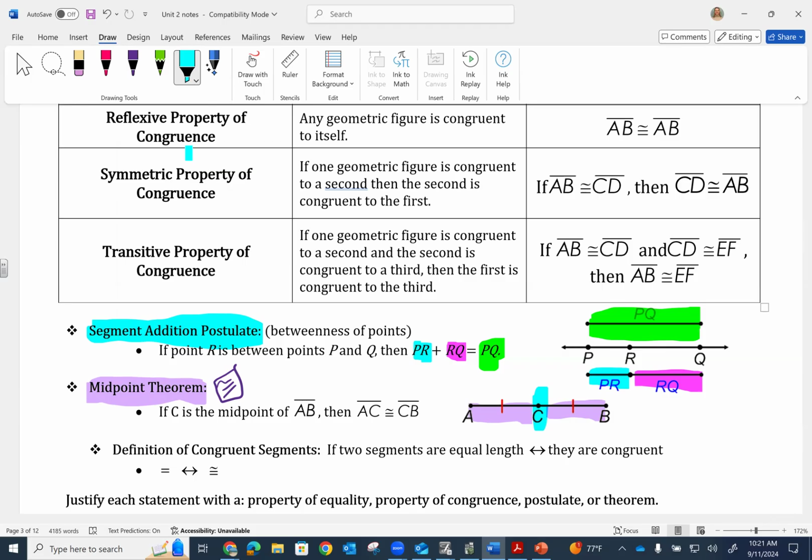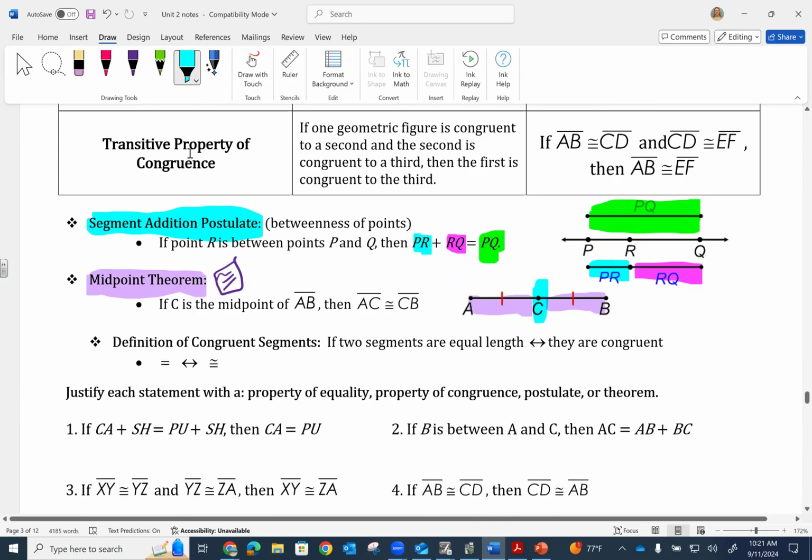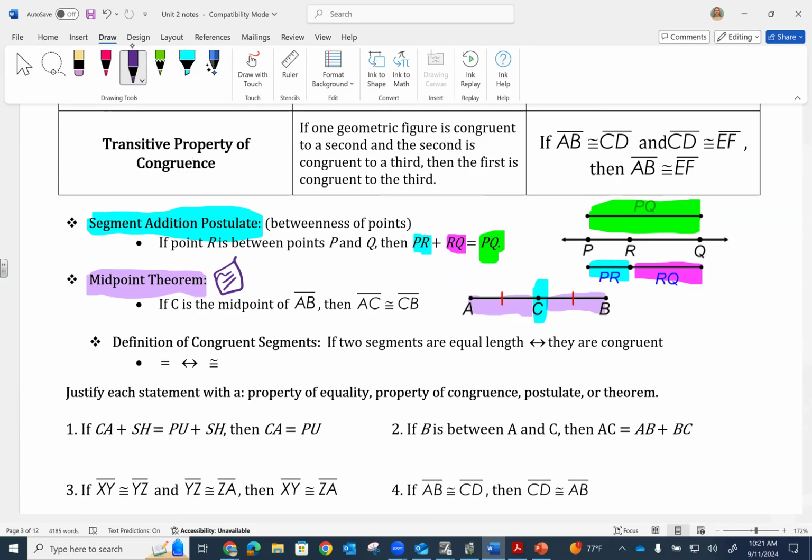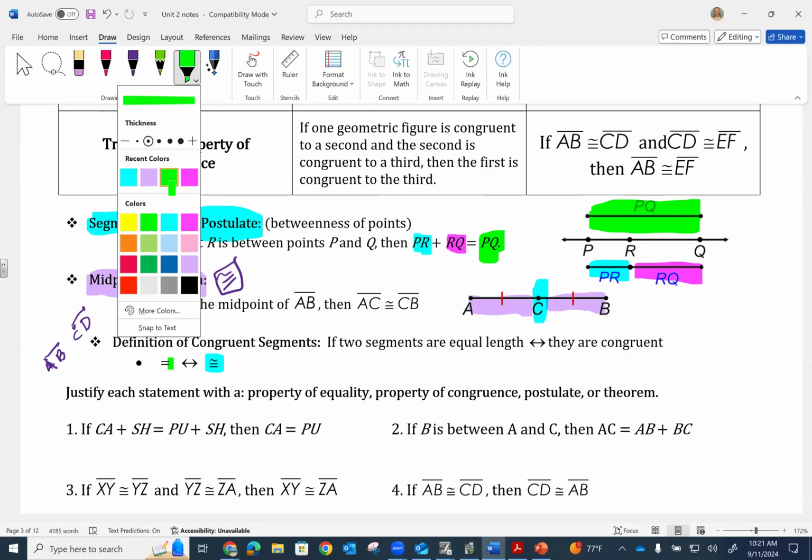Another thing we will be talking about is the definition of congruent segments. If you look at two segments, like segment AB and segment CD, and those two segments are congruent, we know that their lengths are the same. Congruency means they have the same shape and size. So if things are congruent, they have to be equal in length, and vice versa.